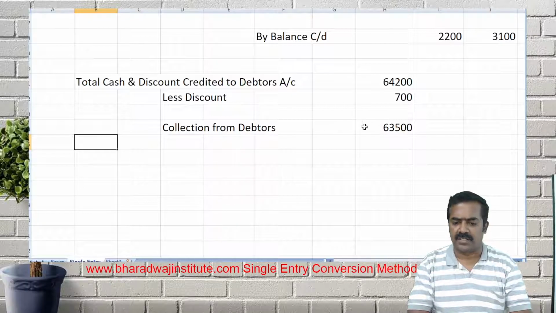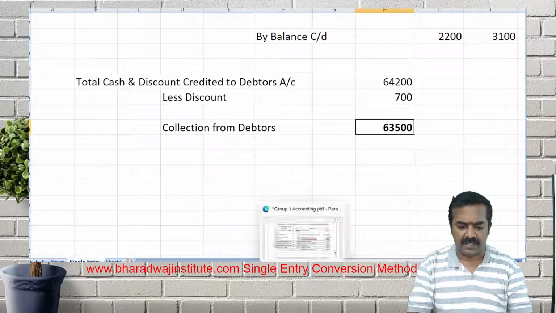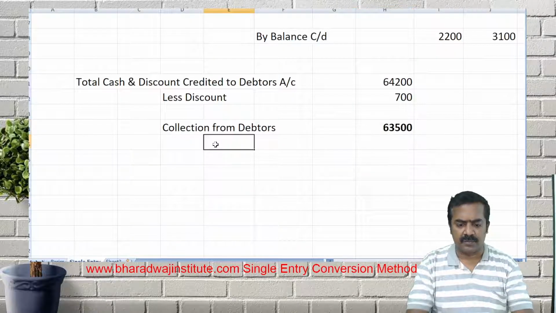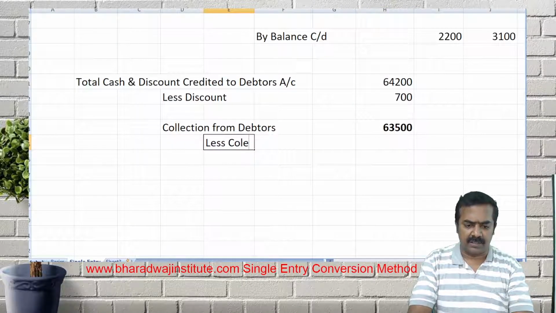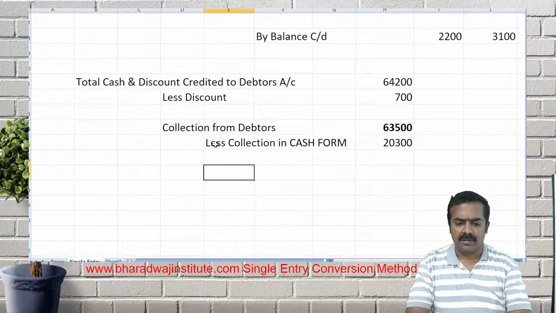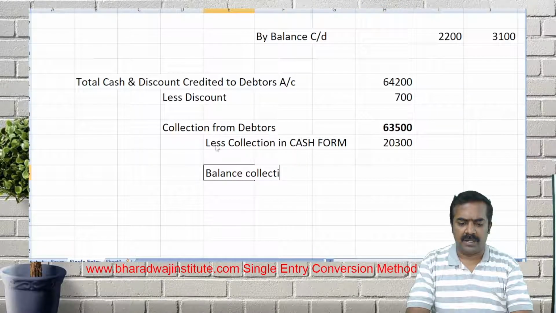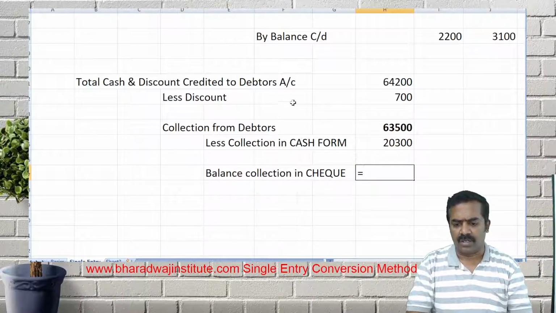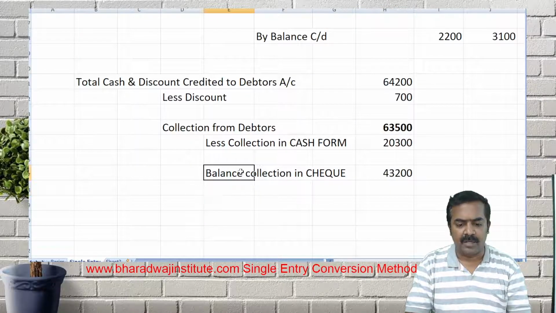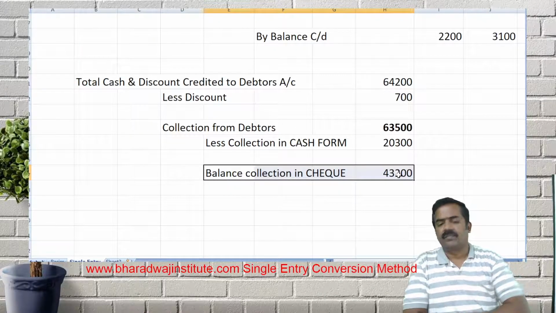Actually we have taken as cash collection. We have taken as which collection? Cash collection. But since information given, cash collected from debtors எவ்வளவு கொடுத்திருக்காங்க? 20,300 is given. In this 63,500 less collection in cash form. Collection in cash form எவ்வளவு கொடுத்திருக்காங்க? 20,300 னா balance collection in which form? Out of total 63,500 we collected 20,300 in cash separately given na, remaining would have been collected by what? Check. Bank. Note this, then we will proceed.